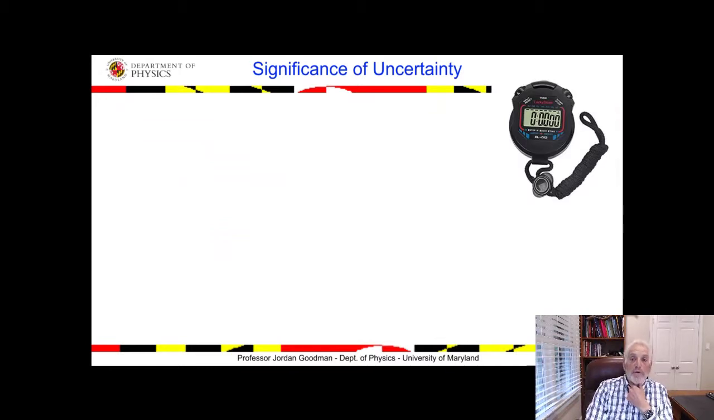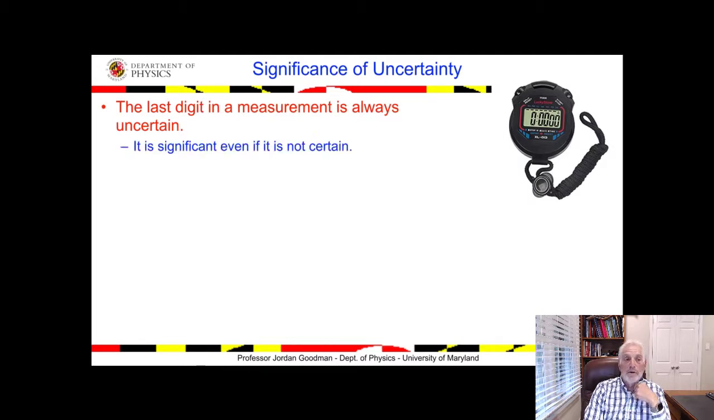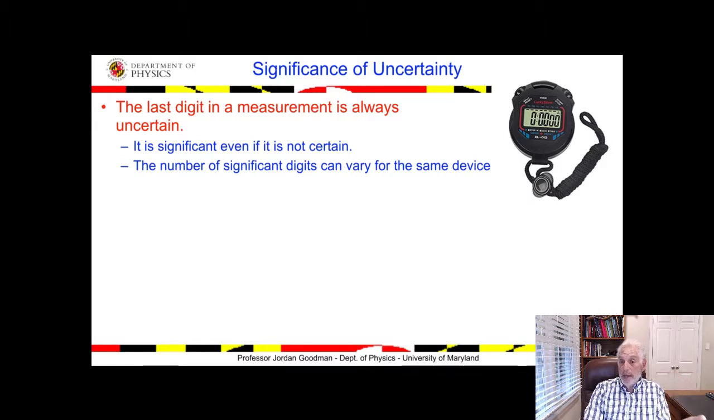So in general, when you're using an instrument, the last digit is always uncertain. In some cases, more than the last digit can be uncertain. Like if you're using a meter, you can look up the range of sensitivity. But in general, we assume that digital devices are good to the last digit you can read out, and it's a significant digit. The last digit is significant even though it's uncertain.